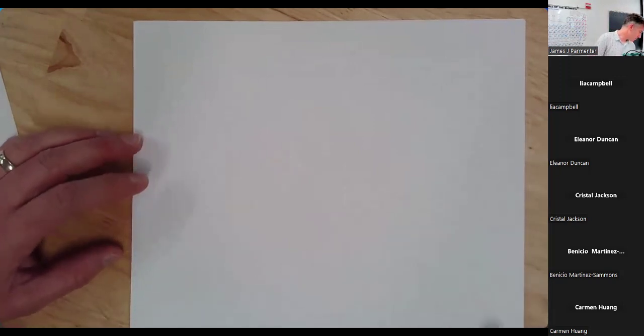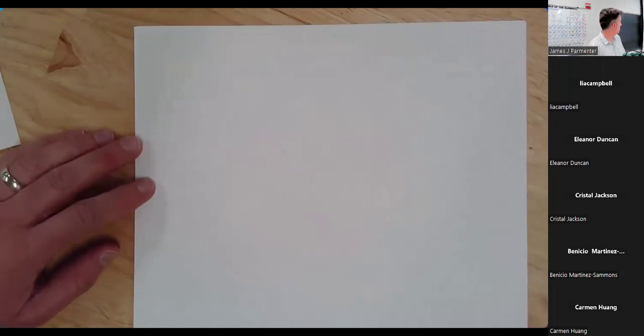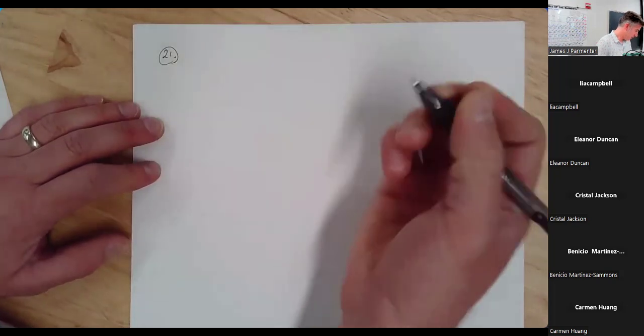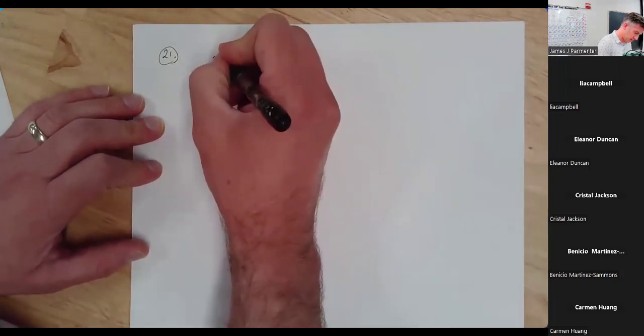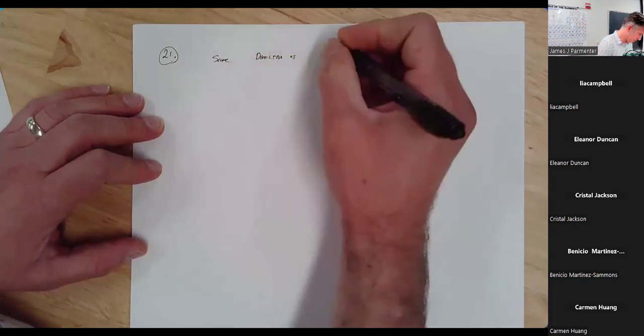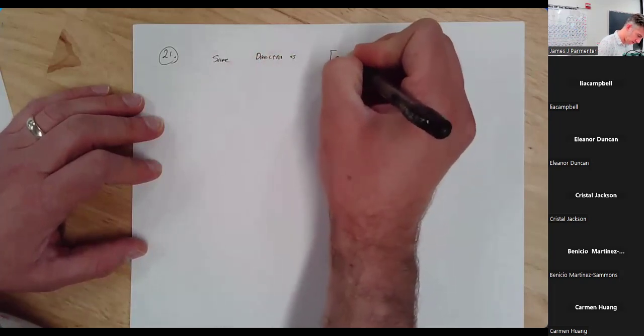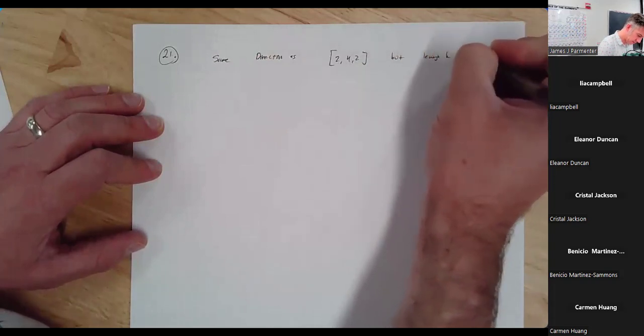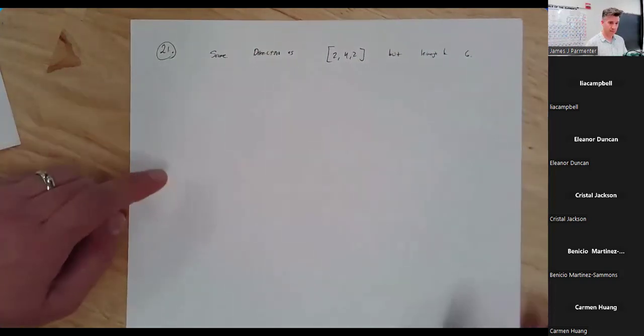It's not titled. So here's 21. I'm going to ask 2 questions in 21. So the first question is find a vector that has the same direction as 2, 4, 2, but length 6. So here's how we do that.